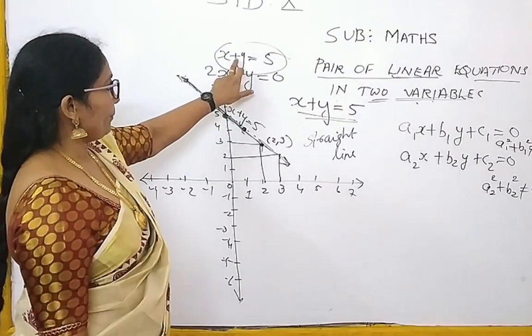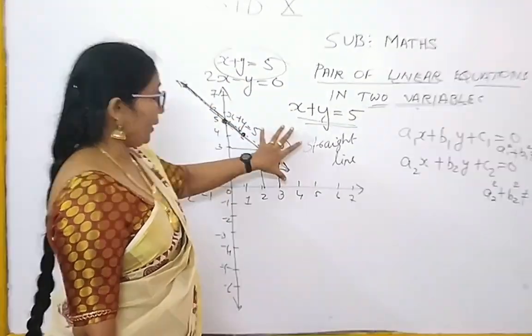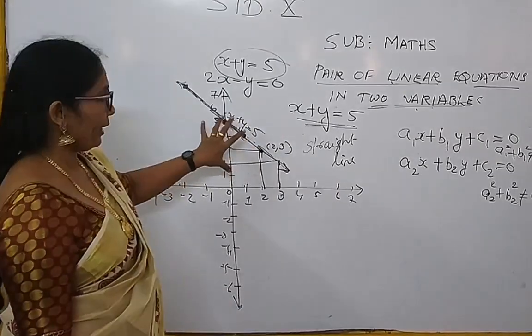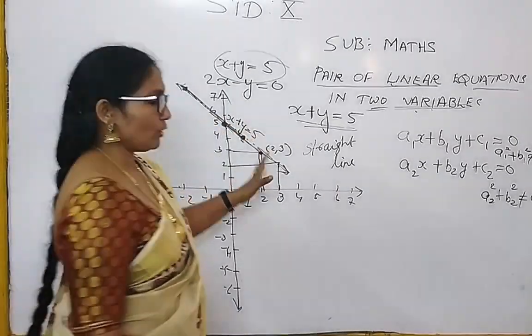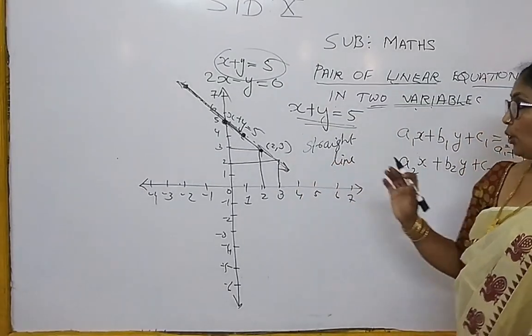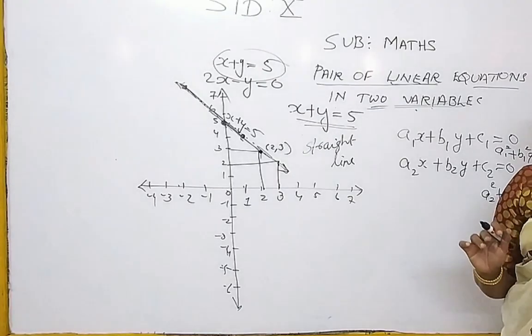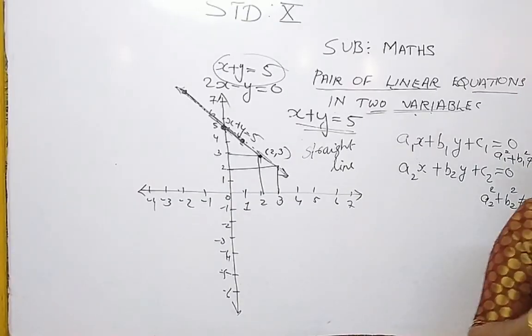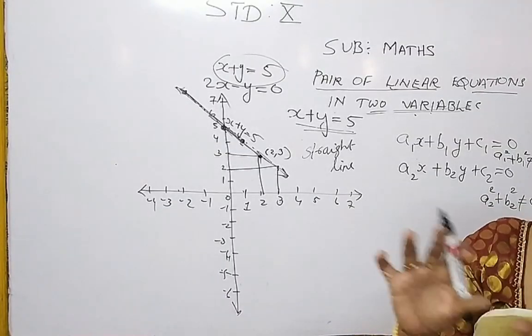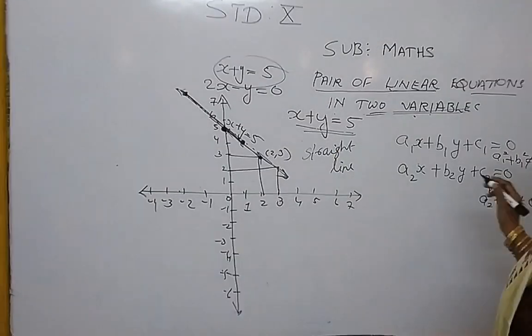So you know that both represent a straight line. So when you are drawing these 2 lines on the Cartesian coordinate plane, how is it going to look? You already learned in 9th standard that when you draw 2 lines in a plane, there are 3 possibilities.